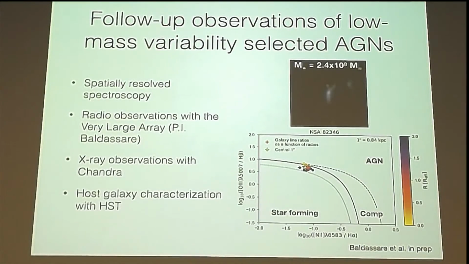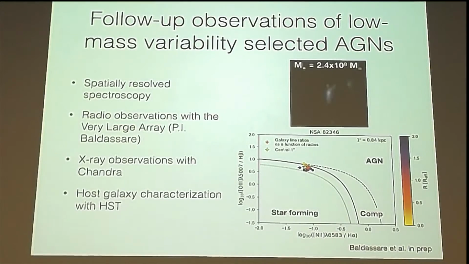I'm also pursuing a lot of follow-up observations of these low-mass variability-selected AGN. One thing that we're looking at is spatially resolved spectroscopy. These galaxies all have spectroscopy with the Sloan Digital Sky Survey, which uses a 3 arcsecond fiber. So what we've been doing is using Keck to take more spatially resolved spectroscopy and see how the narrow emission line ratios change as you move from the outskirts of the galaxy towards the nucleus, so we can isolate emission from the nucleus.